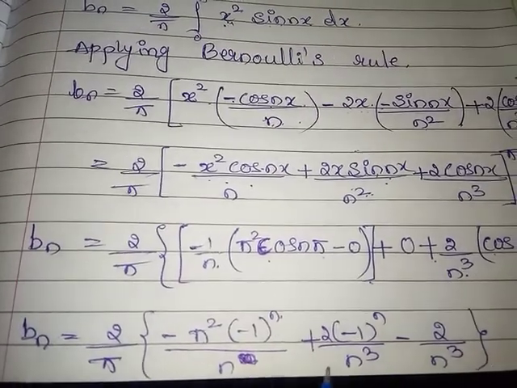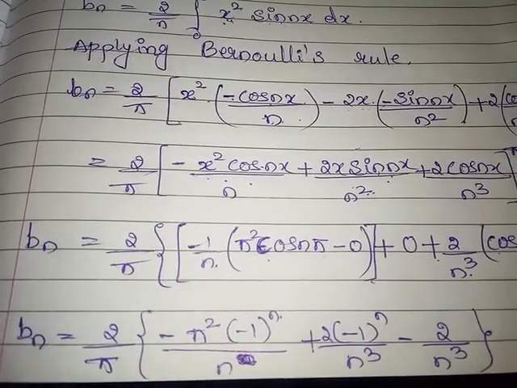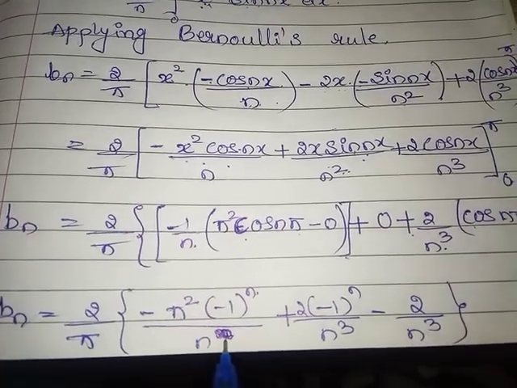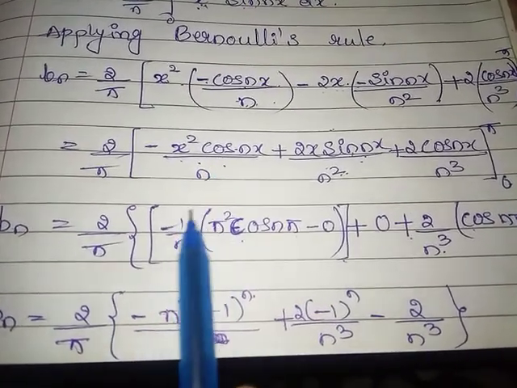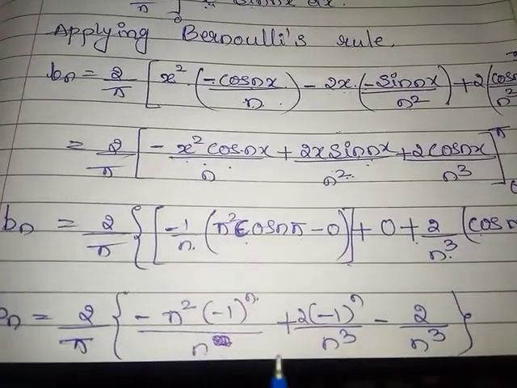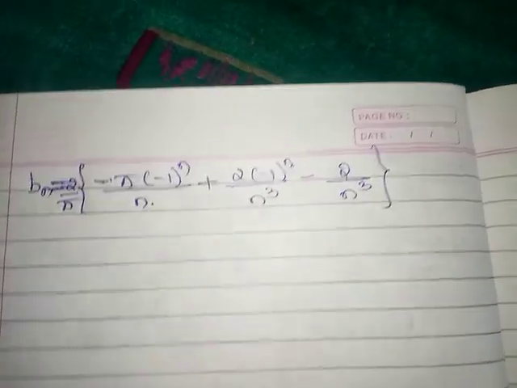I will write the last equation once again. Here it is n, not n square, because for the first term it is only 1 by n here. I am writing that expression once again.